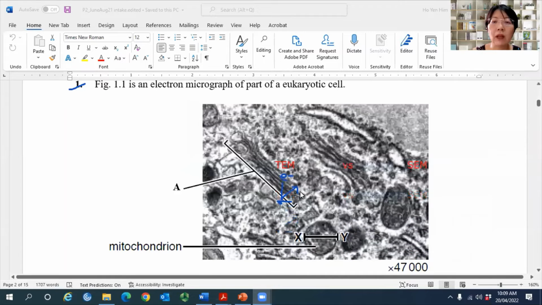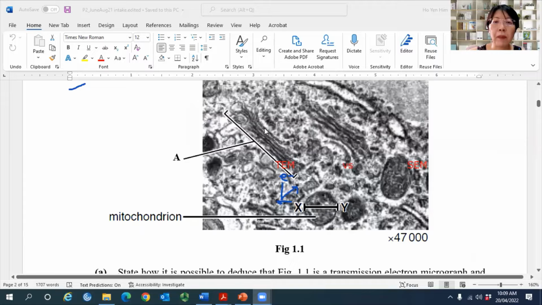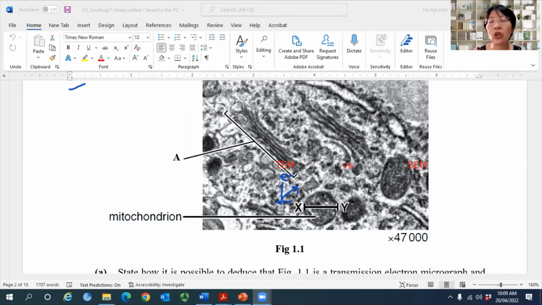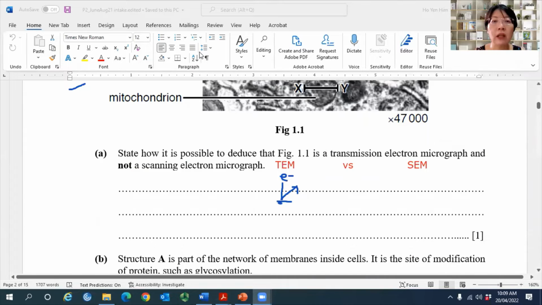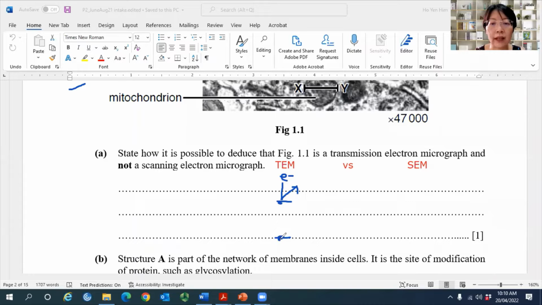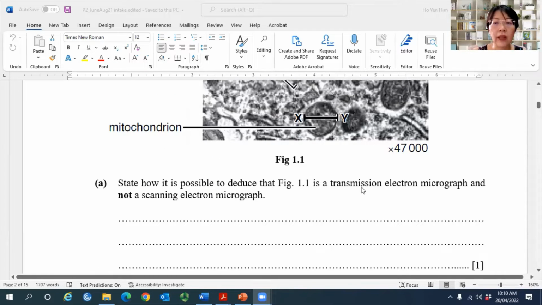That's why you can see in this diagram that the parts which are dark in color are where the electrons cannot pass through. Fewer electrons reach the screen there, so it becomes dark. This part will be bright because electrons can pass through. This is the principle of the electron microscope. When you study biology, everything they've taught you, you need to learn. So then you have TEM and SEM.